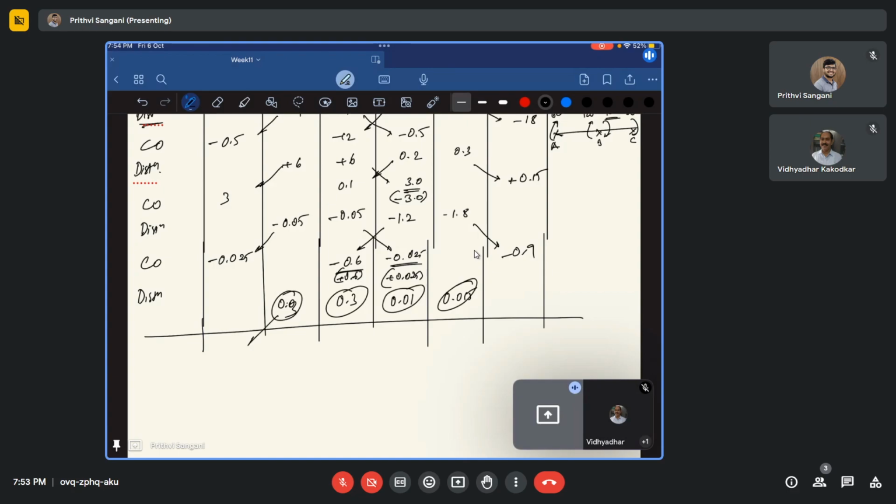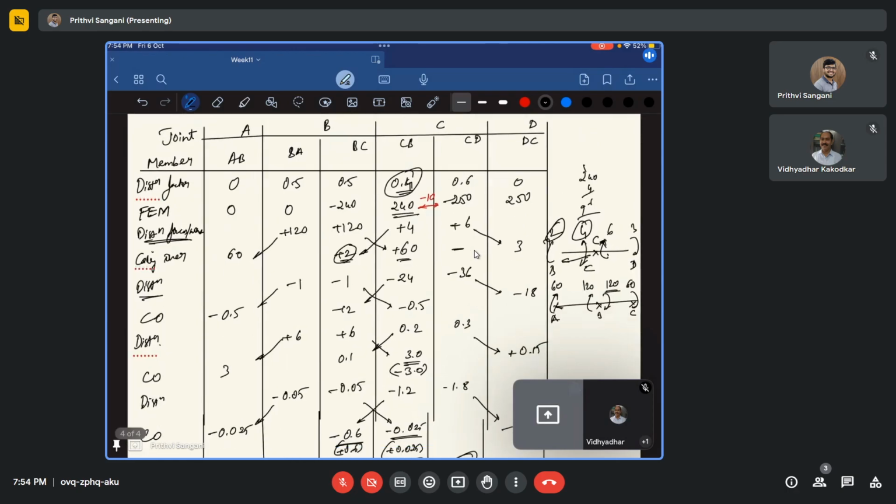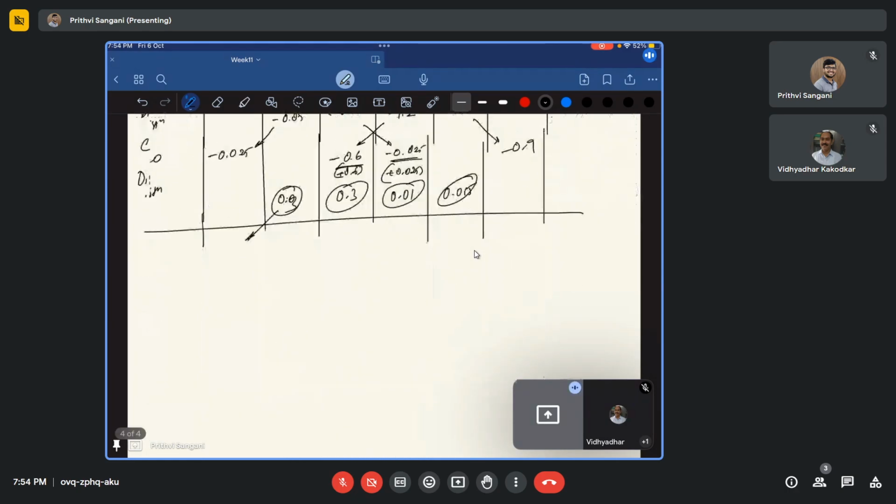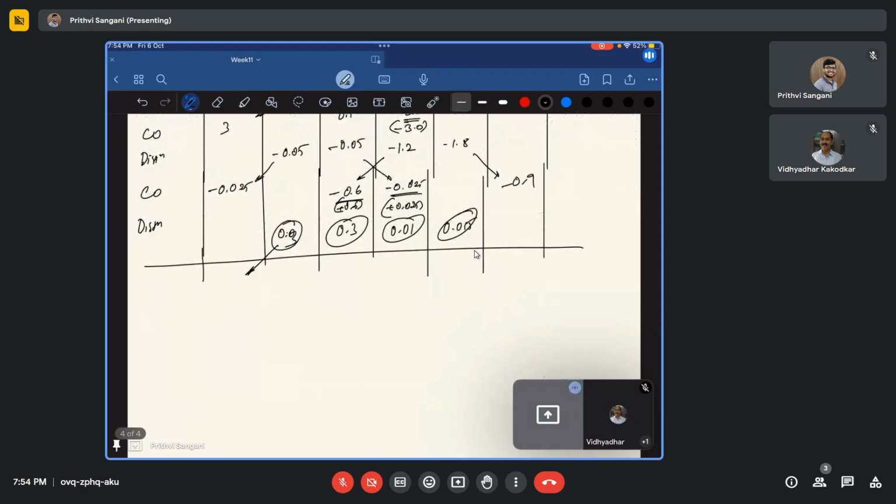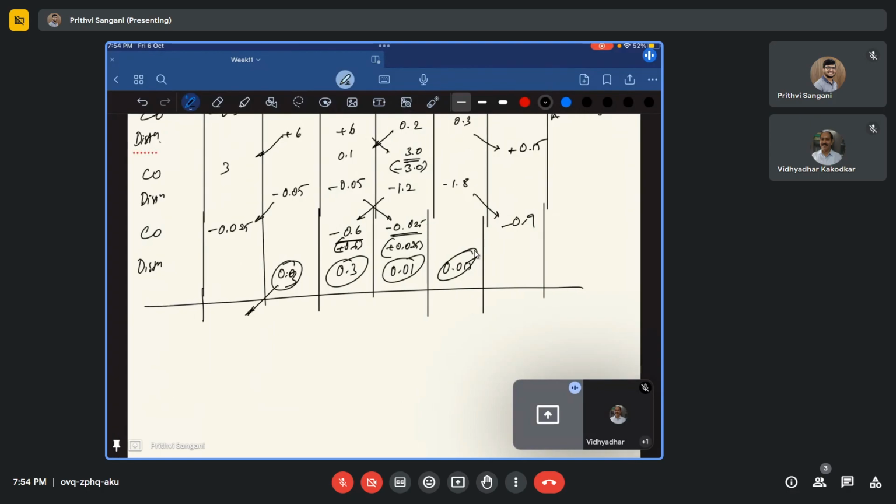So if we keep on doing these things, these decimals will keep vanishing. So it will keep on going to almost equal to zeros. So we started with something like 120s, right? So the fixed moments are in terms of 120s, and we are getting up to the decimals of 0.3. So you can still go further for one more step, but let us just stop it here and see what the final moments are.